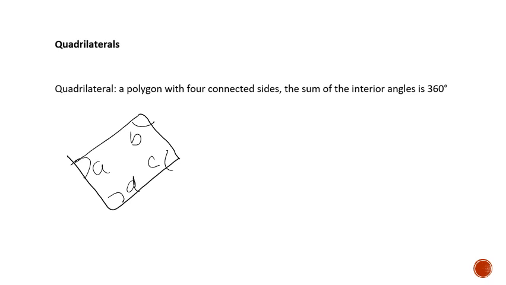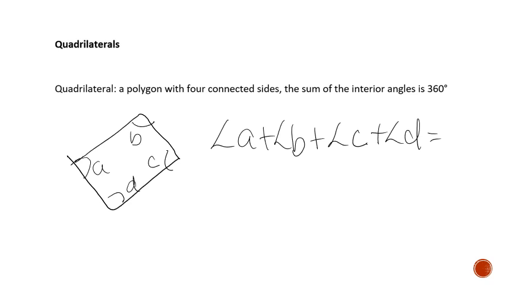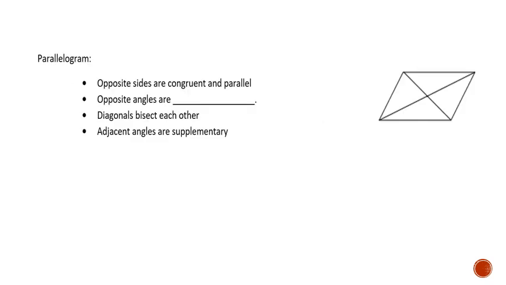If you added angle A plus angle B plus angle C plus angle D, it should equal 360 degrees. It's similar to how all 3 angles in a triangle equal 180. We have an additional set of degrees now that we're adding to our figure. Some common quadrilaterals that you'll see have some different names that we'll be seeing throughout this unit.